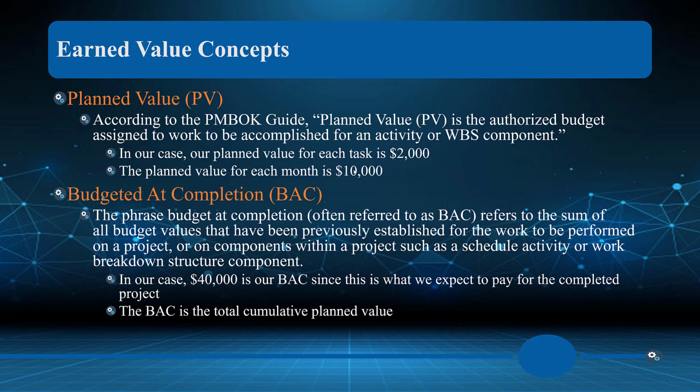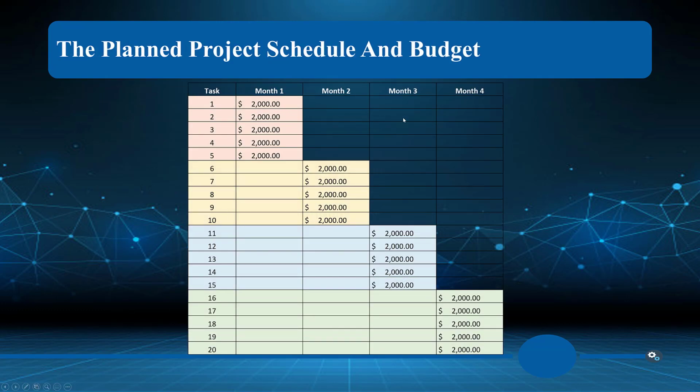Okay, so budget at completion, often referred to as BAC, refers to the sum of all values, so in this case, $40,000. And it is the total cumulative planned value. So again, our planned value for each task is $2,000. Our planned value each month is $10,000. And then our budget at completion is $40,000. So if we go back here, we see 4 months, $40,000.